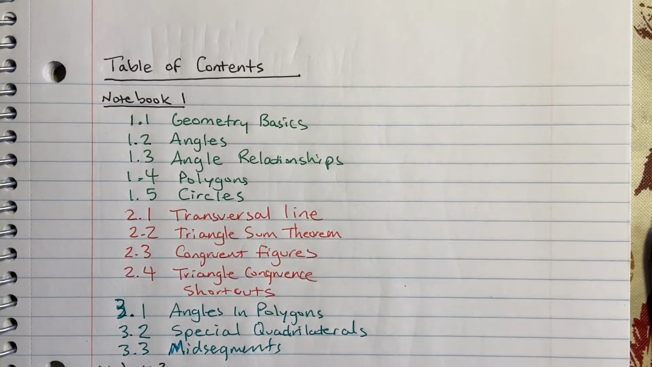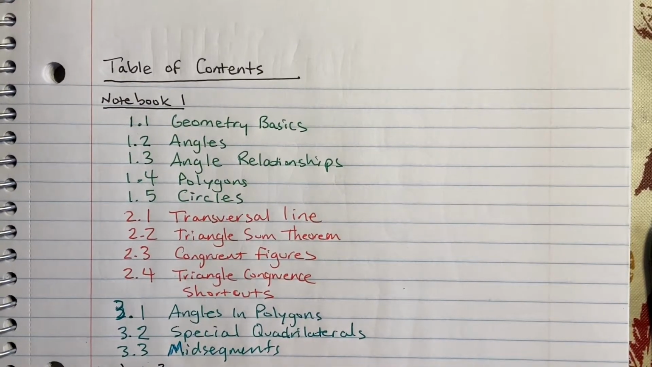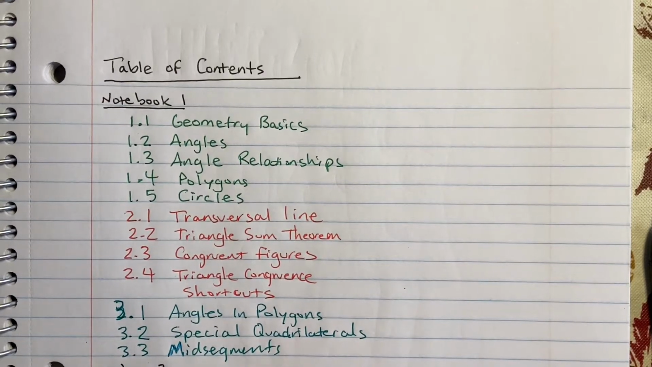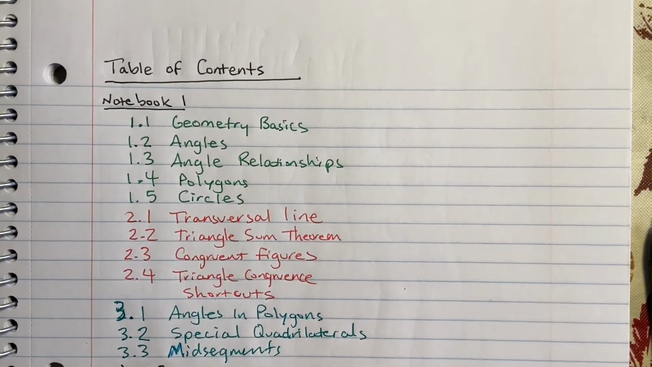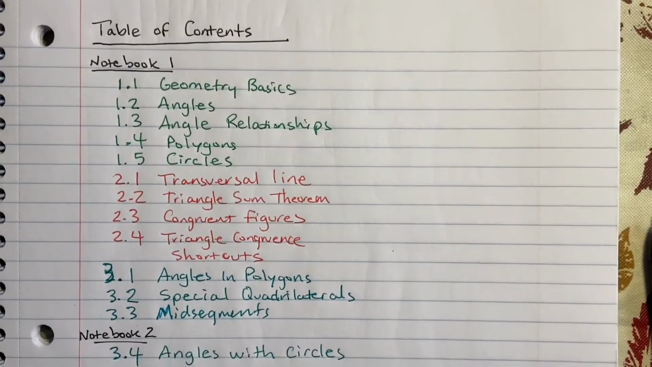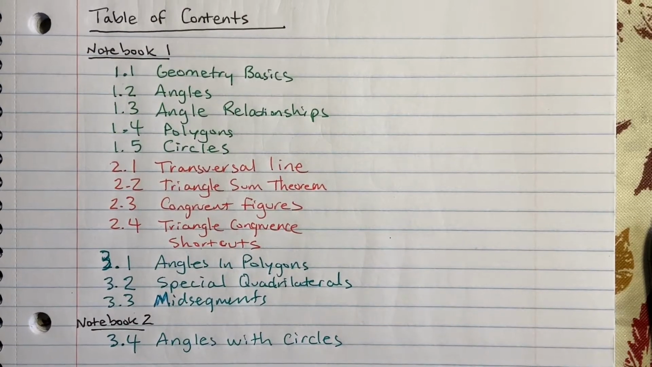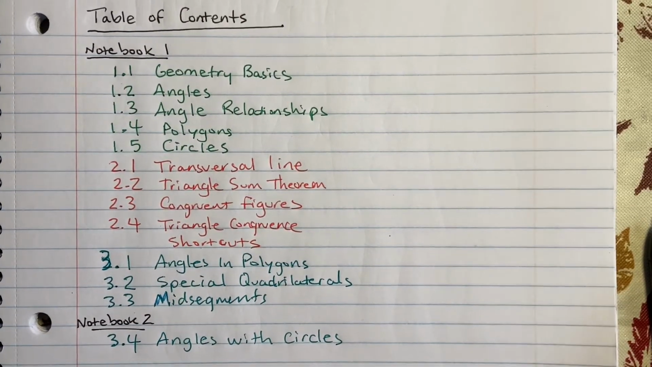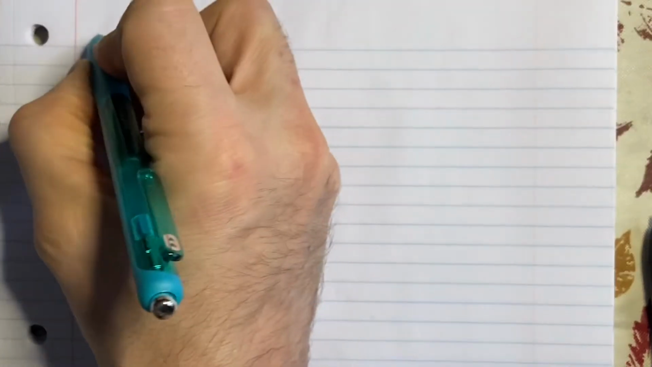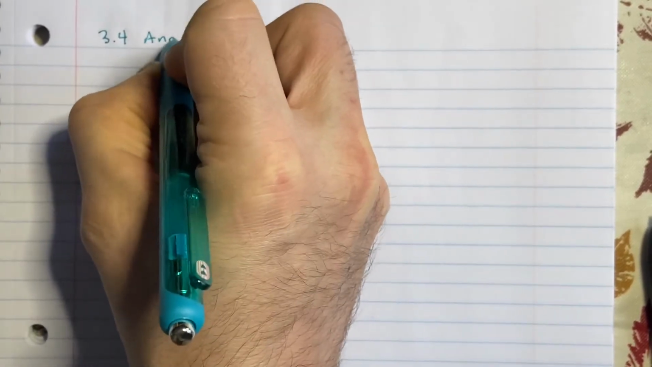So this is going to be section 3.4, Angles with Circles. Let's go ahead and get started. So we'll say 3.4, Angles with Circles.